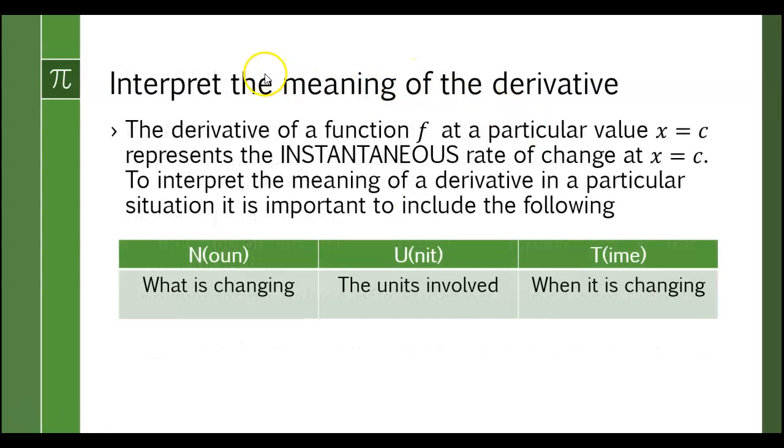For interpreting the meaning of the derivative, this is the part where you need to be able to give a noun, a unit, and a time. So they use the acronym NUT. When is it changing? What is changing? And what are the units involved? So you always want to be able to tell me when, what, and the units. The when is always at the particular time. This is when you want to say at the instant x equals 5 minutes. This is where you really want to be specific in what you are discussing.